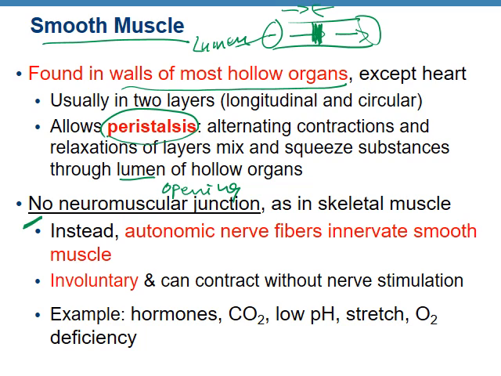There are no neuromuscular junctions. Instead, these are going to be controlled by autonomic nerve fibers. And this is also involuntary. They can contract without nerve stimulation, so by stretch. Say the bladder, your bladder filling, once it reaches a certain size, the muscle is going to contract and allow for the expulsion of urine.